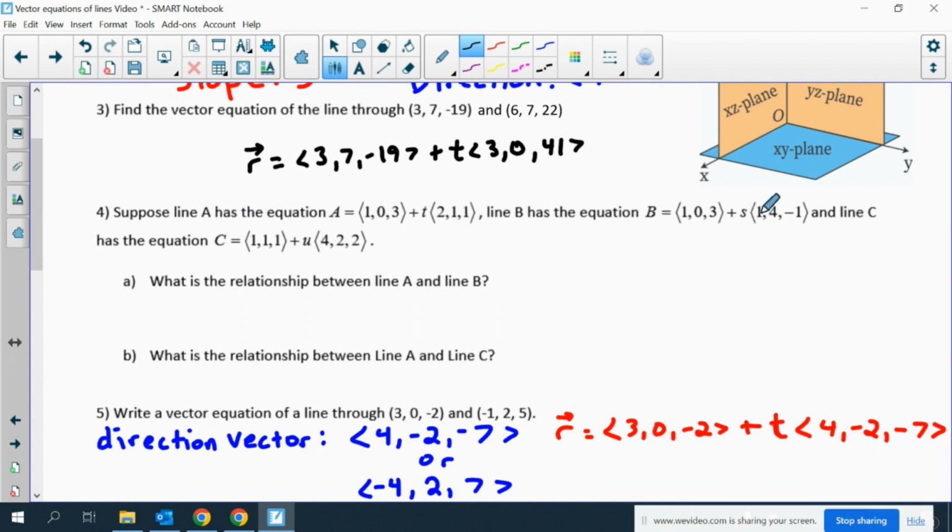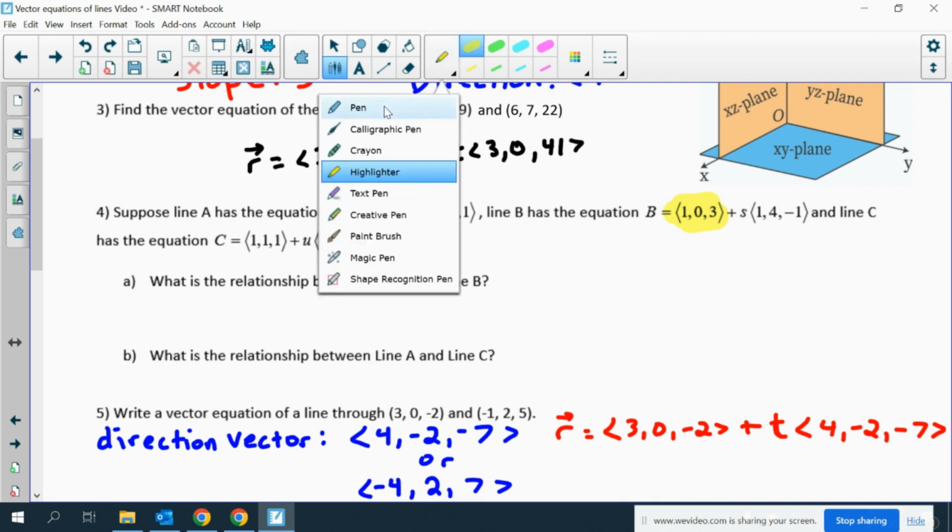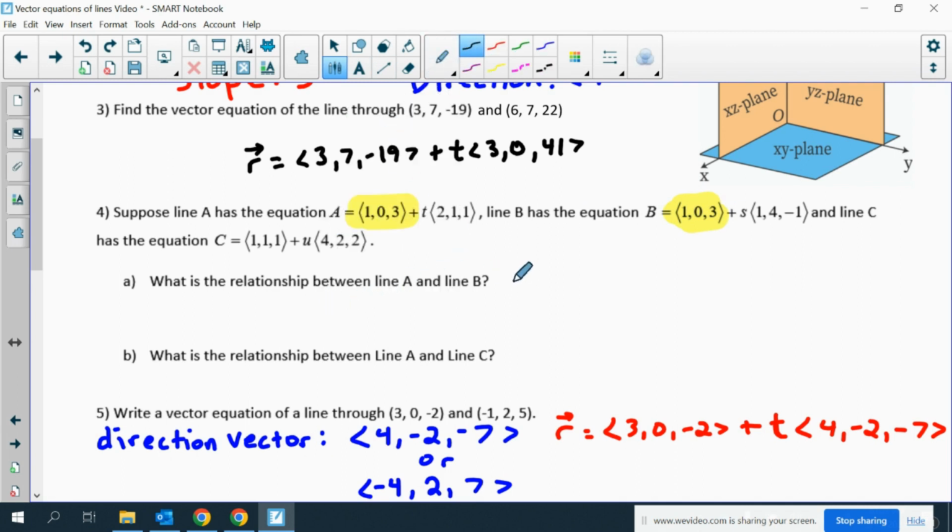Number 4, I have 3 lines. What's the relationship between lines A and B? So what we may notice is that they both have the same starting value. So what we would notice is that they intersect at the point 1, 0, 3.